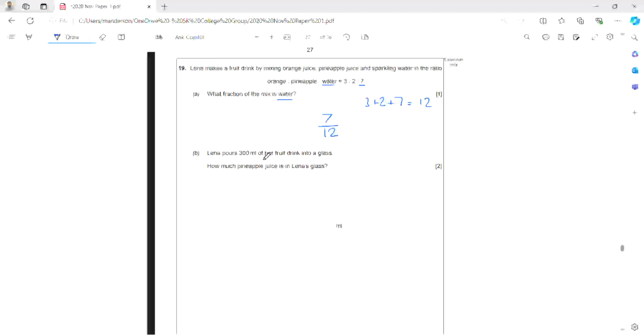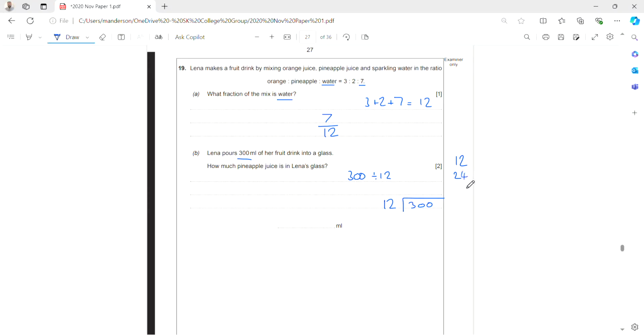Leah pours 300 milliliters of our fruit drink into a glass. How much pineapple juice is in Leah's glass? Okay, so because we know the total amount, we're going to divide by the total. So the first thing I'm going to do is 300 divided by 12. Right, I'm going to use bus stop to do this. So how many times does 12 fit into 300? If you're struggling with your 12 times table, you can always write it out the side here.